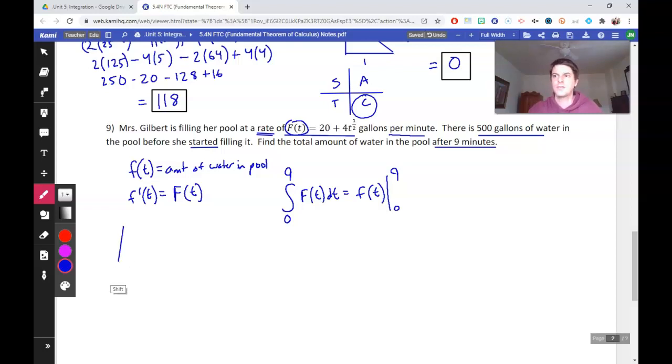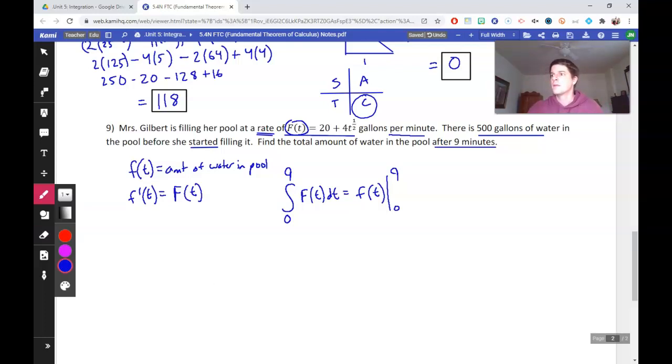In fact, if you make a graph of this, I'm not going to go too deep into this, it's going to be curved up a little bit. It's going to look something like this. So we don't have an exact value. We're looking for the area under the curve. But let's go ahead and just take the antiderivative, evaluate, and see what happens.